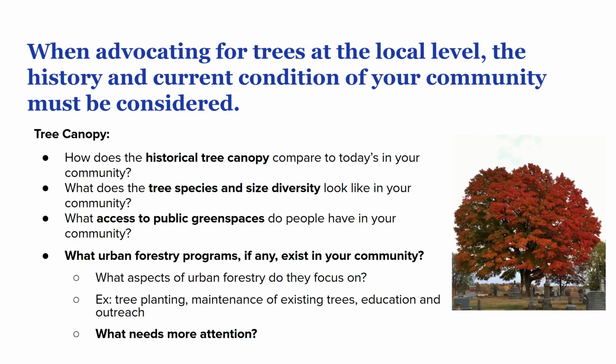What does the size diversity look like? What access to public green spaces is there? What programs do you have in your community, and where are the gaps in your programming? What needs more attention? Do you have super mature trees, and you need to maintain those and plant new trees? Do you have a lack of public spaces in low-income areas that could use access to parks? Where in your community can you do good, where do the trees need help, and how do they need help? That's what you're looking at there.